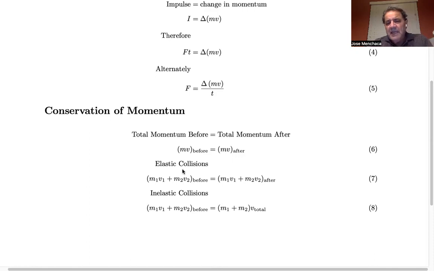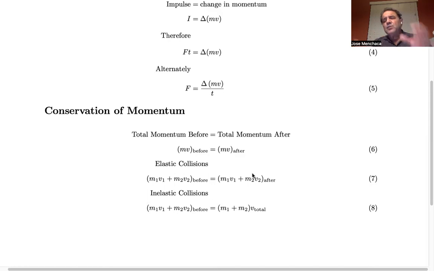Then we're going to talk about elastic collisions. M1 V1 plus M2 V2 before has to equal M1 V1 plus M2 V2 afterward. A lot of times, let's say V2 is equal to zero. You have a little car running into a stationary object. So V2 is zero, and there's going to be a change afterwards, but the total momentum before has to equal the total momentum afterwards.